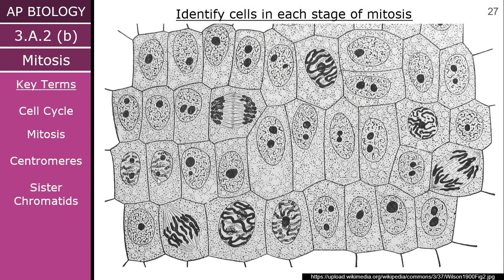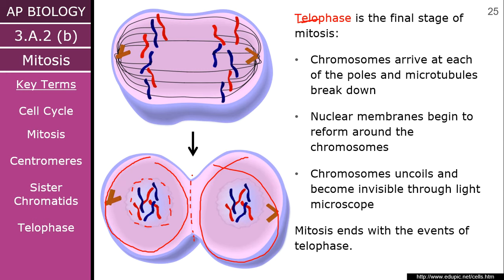Okay. Now, after telophase, we have this part where this needs to actually get cut. That's called cytokinesis. Okay, because we're cutting the cytoplasm basically in half to form two cells. Sometimes you'll see cytokinesis referred to as being part of mitosis. Some people say it's after mitosis. It really doesn't matter for our class and for the AP test. Okay, just understand that telophase will end eventually with cytokinesis.